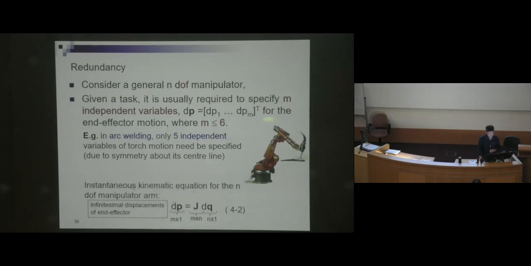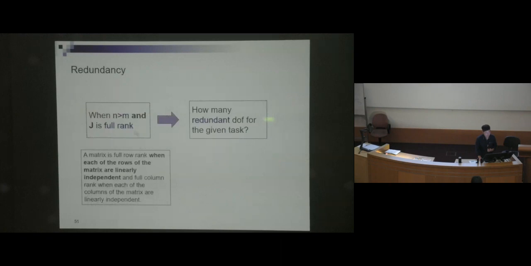So the instantaneous kinematic equation for the n degree of freedom robot in general form is given over here, where you have your dp, which is an m by 1 vector, equal to your Jacobian matrix, m by n, multiplied by your dq, which is n by 1. The n over here indicates the number of joints. So when n is greater than m and J is full rank, the question is how many redundant degrees of freedom there are for the given task.